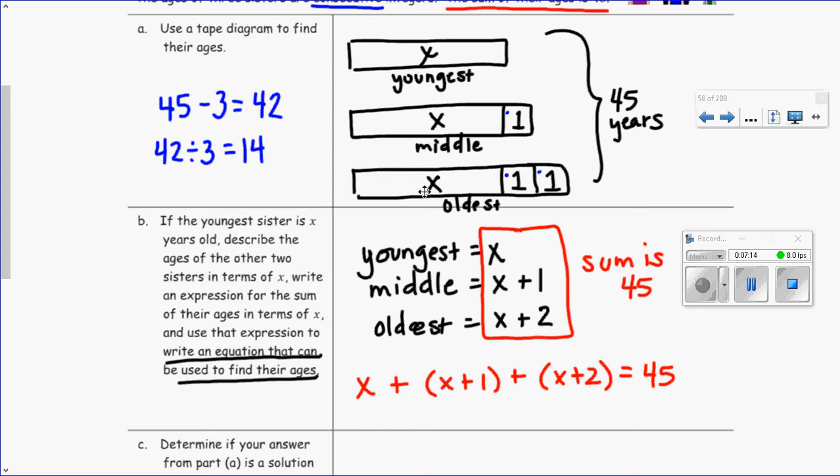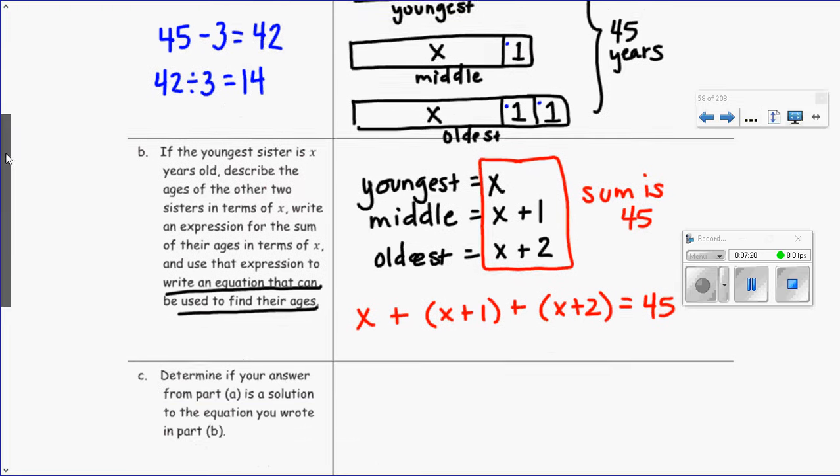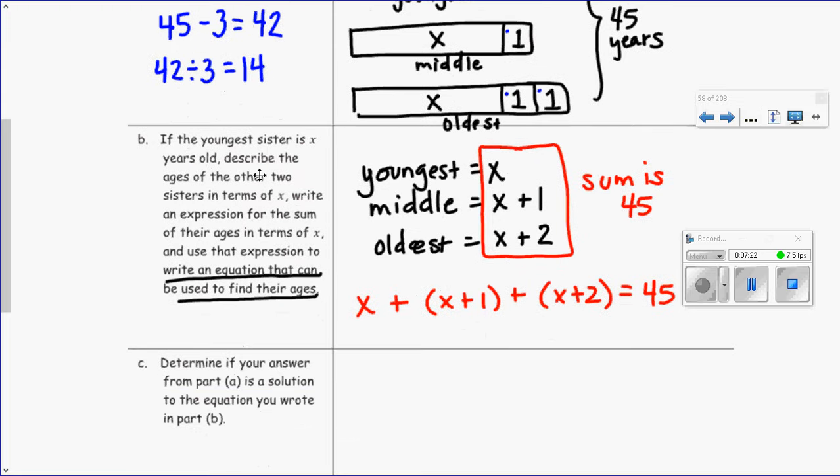Okay, so now if we go back to C, it says determine if your answer from part A is a solution to your equation in part B. So we got an answer for part A. So 14, that means the youngest is 14. And now we're going to see if that actually works.